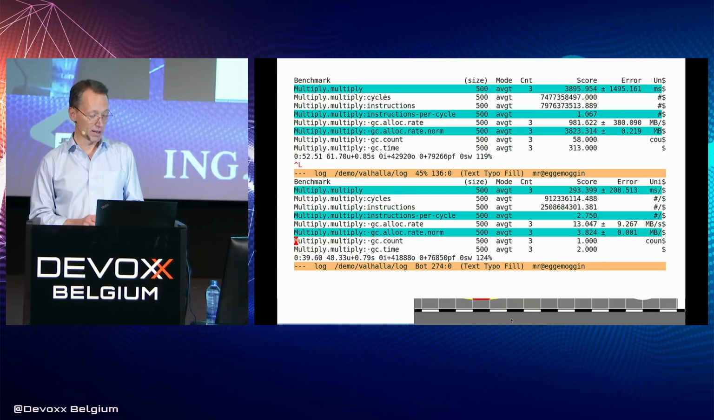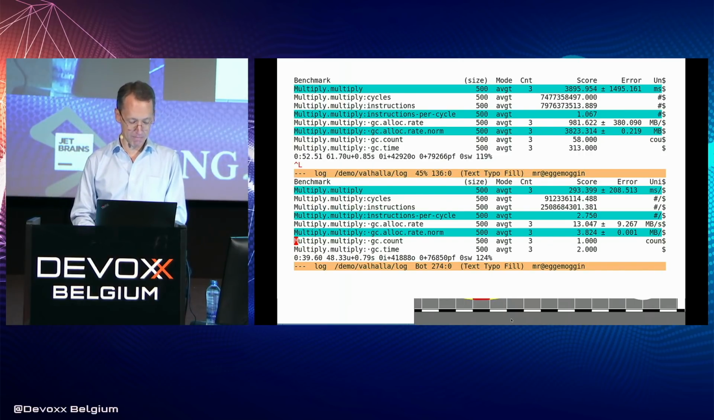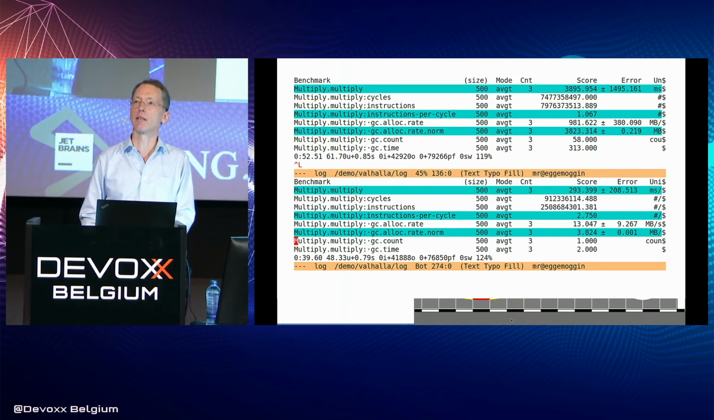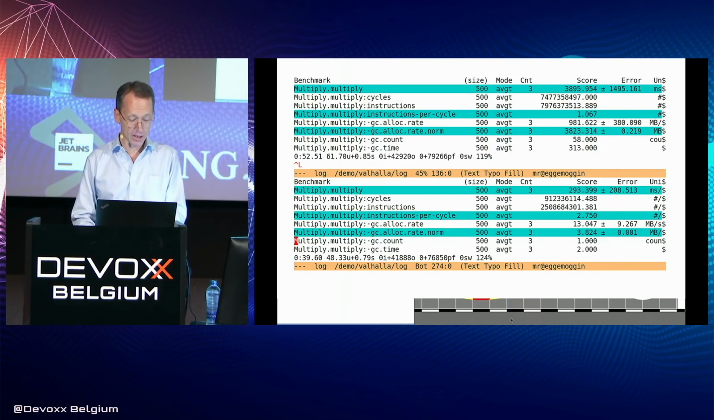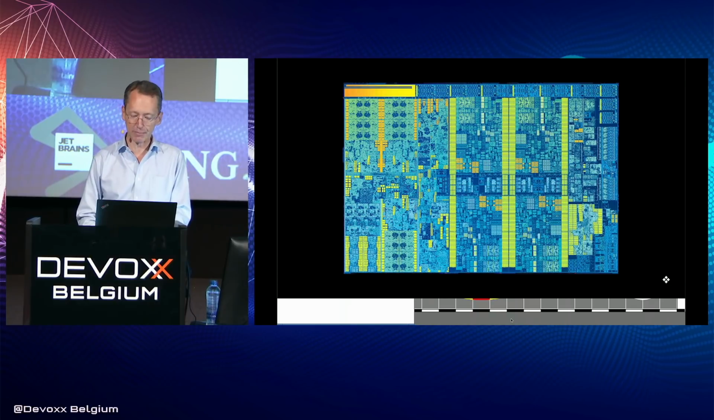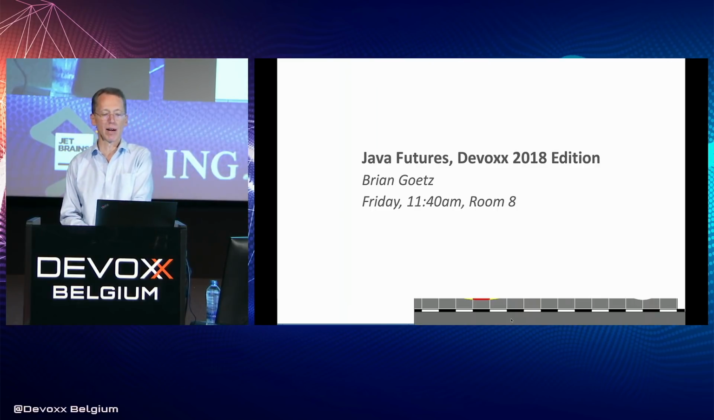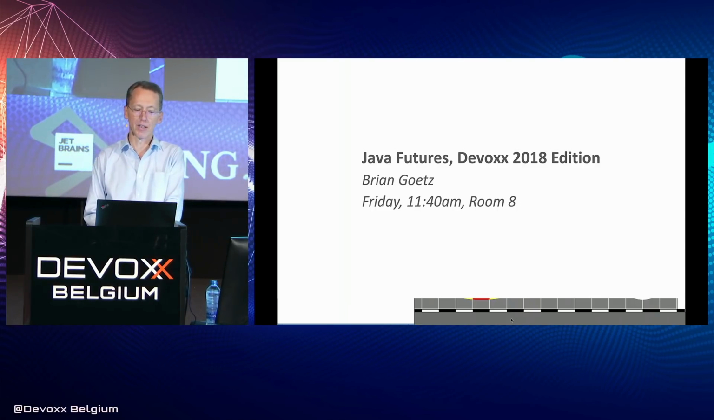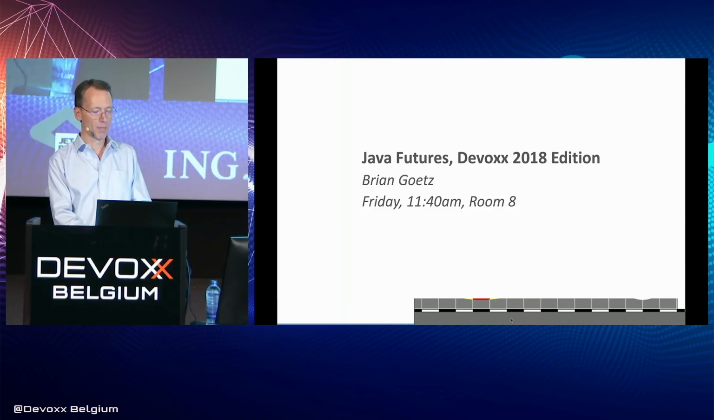Okay, so that's Valhalla. It's pretty slick. It's coming along. Valhalla involves some really deep cuts in both the language and especially in the Java virtual machine. If you want to hear more about this, you can come to Brian's futures talk. He'll be talking about both Amber and Valhalla on Friday, 11:40 a.m. in this room.